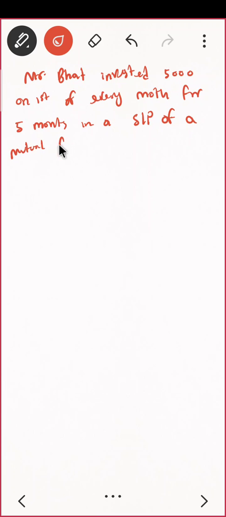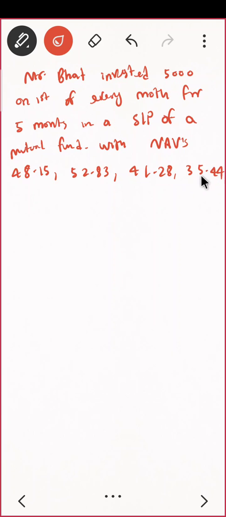This is a systematic investment plan. Let us say, suppose Mr. Bhatt invested 5,000 on the first of every month for 5 months in a SIP, systematic investment plan, of a mutual fund with NAVs 48.15, 52.83, 41.28, 35.44 for each month, and the last one is 32.65 respectively.